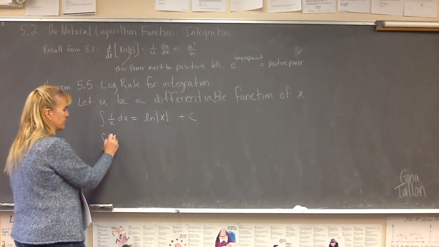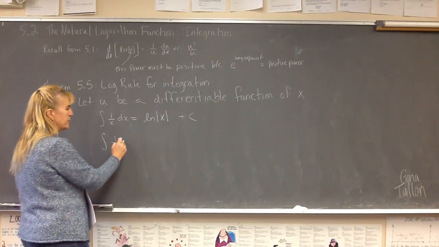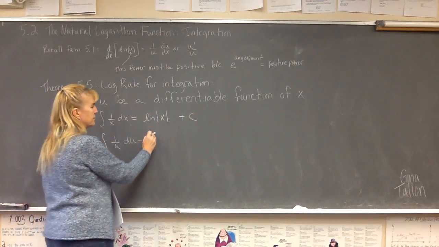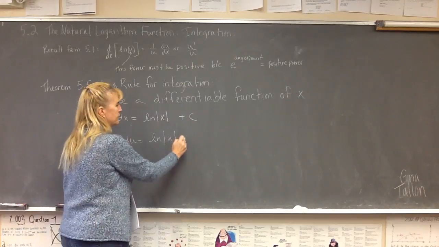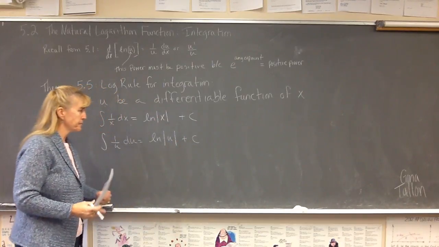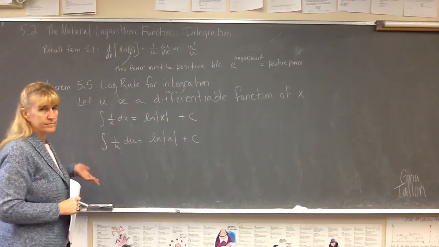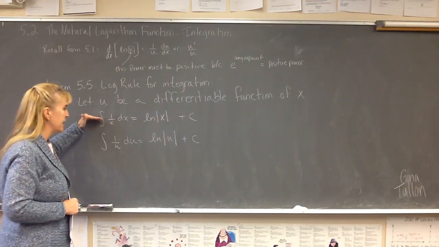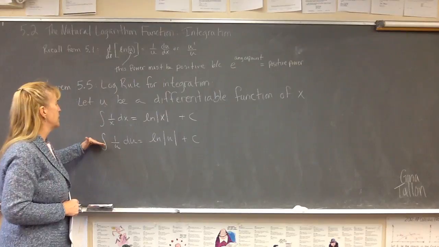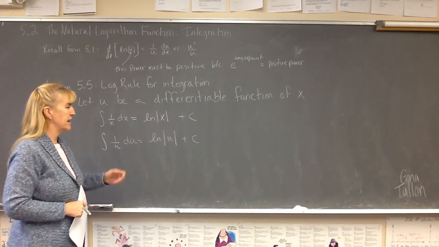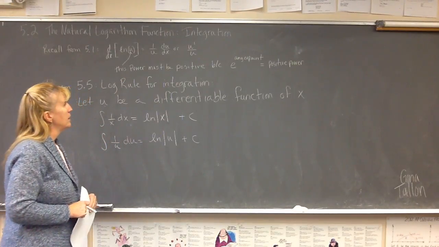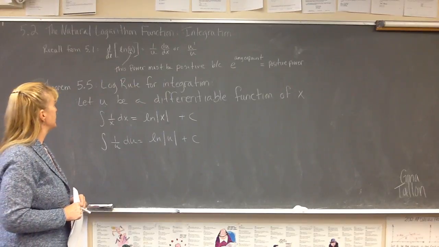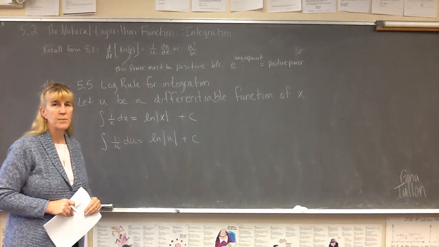And to put that in terms of u, it's just the integral of 1 over u du is equal to the natural log of the absolute value of u plus some constant. And that's it. You can tell that the integral of 1 over x dx is just a special case of the integral of 1 over u du, because the derivative of u with respect to x is simply a 1. All right, and now we will hit a whole bunch of example problems.